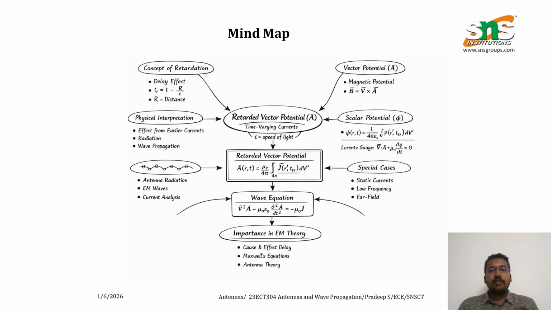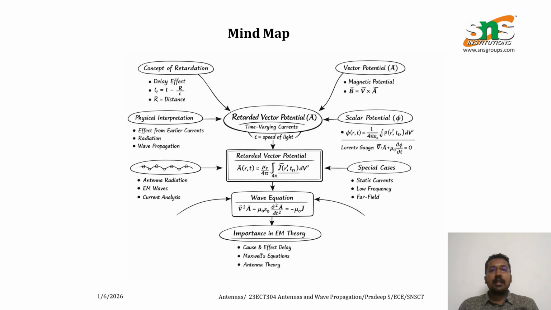The mind map for this video. In the far field region, where the observation point is very far from the antenna, the mathematical expressions for retarded potential can be simplified using appropriate approximations. These approximations are valid when the distance to the observation point is much larger than the physical dimension of the antenna. Under these conditions, the retarded potential leads to specific spherical phase fronts for the radiated electromagnetic fields.